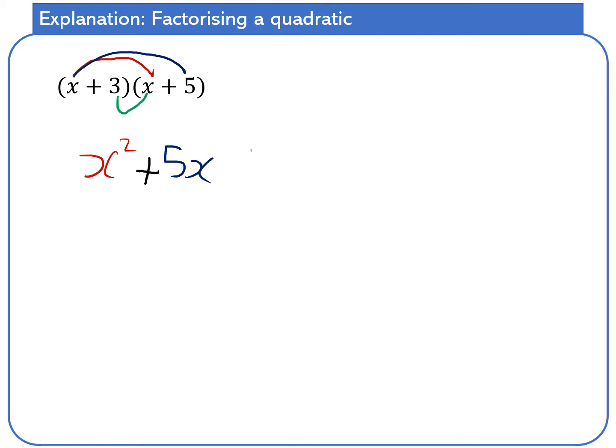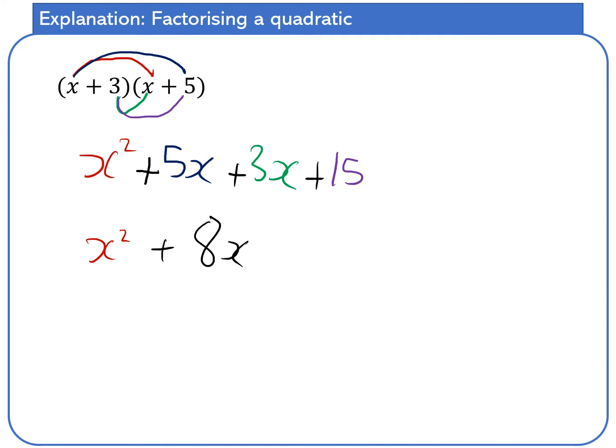3 times x, 3x. Both are positive. 3 times 5, 15. Both are positive. Now that 5x and 3x go together to give me 8x. And the x squared stays as does that 15.